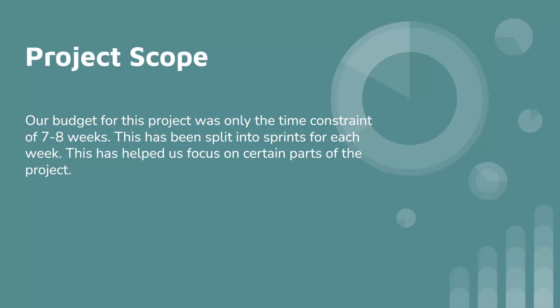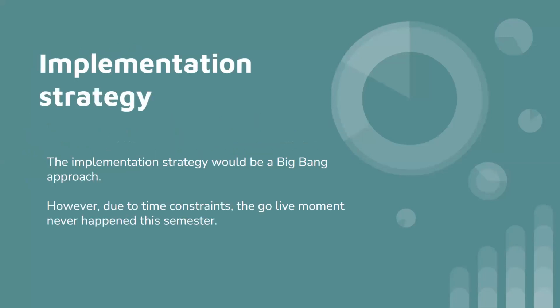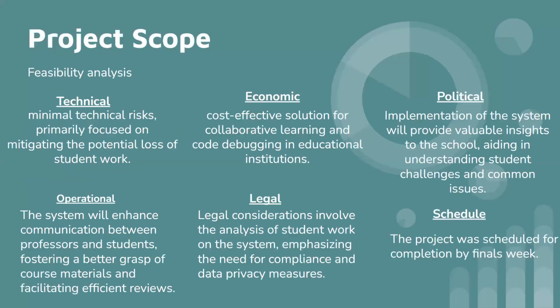Our budget was only a time constraint of about 7 to 8 weeks. We decided to split this up into week-long sprints, each focusing on specific parts of the project. Our implementation strategy would be a big bang approach. However, due to time constraints, the go live moment never happened this semester.